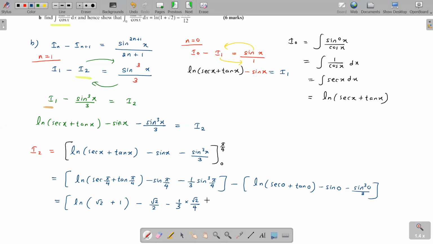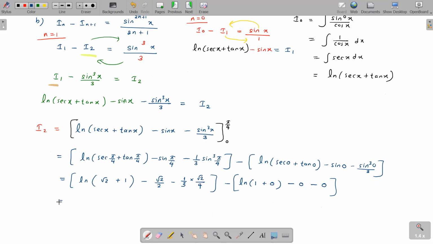Okay, there's 1 over 3 outside, I kept it there. The other bracket, ln 1 over cos 0. Cos 0 is 1. Tan 0 is 0. Sine 0 is 0. Sine cubed 0 is also a 0. So I end up getting here ln root 2 plus 1. Type this in the calculator: minus root 2 over 2 minus root 2 over 12. Minus half minus 1 over 12, what do we get? Minus 7 root 2 over 12.